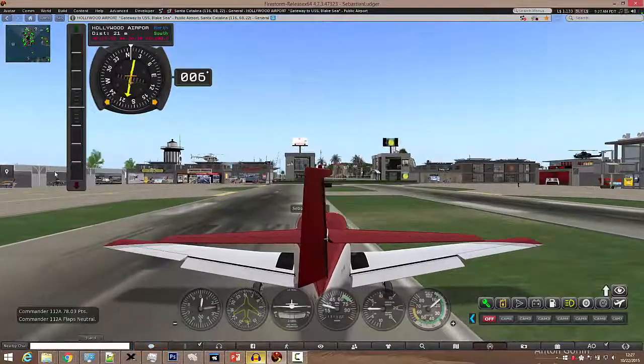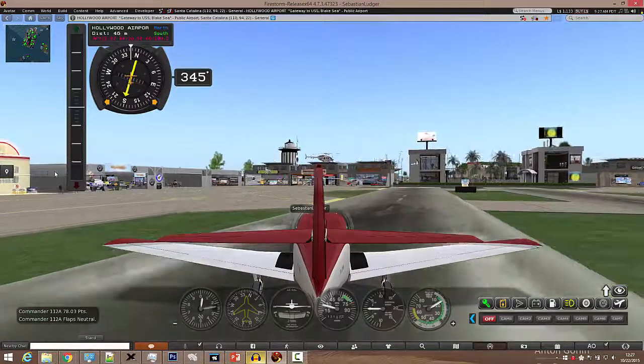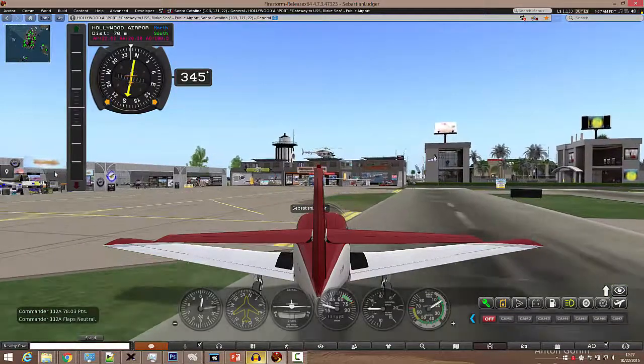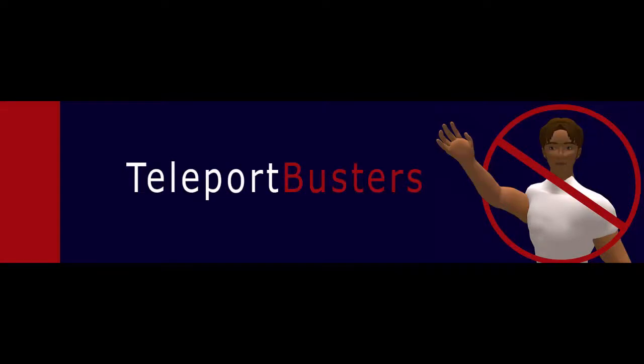Not so bad. In this video, I showed you how to work with the horizontal situation indicator to solve problems like being too far above or too far below the glide slope. I also showed you how to correct problems like when you're too far to the left or too far to the right of the runway. I also explained to you how you can use your power to manage your descent rate towards the runway.